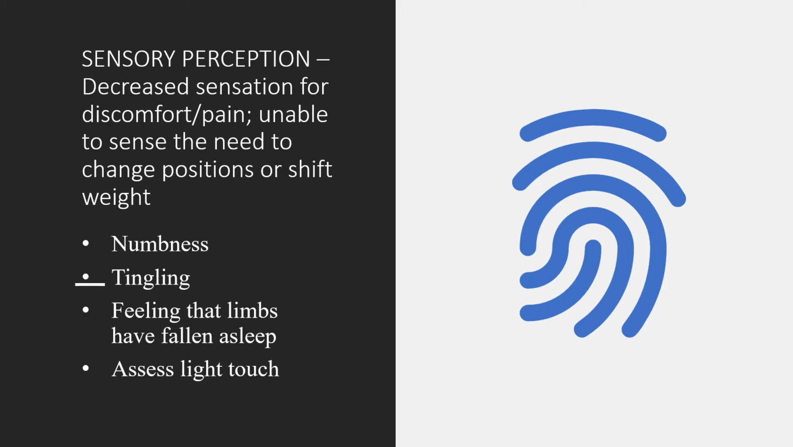Sensory perception is the decreased sensation for discomfort or pain, or the inability to sense the need to change position or shift weight. The patient may complain of numbness and tingling in the extremities, or a feeling that their limbs have fallen asleep. Ensure to assess light touch in each patient.